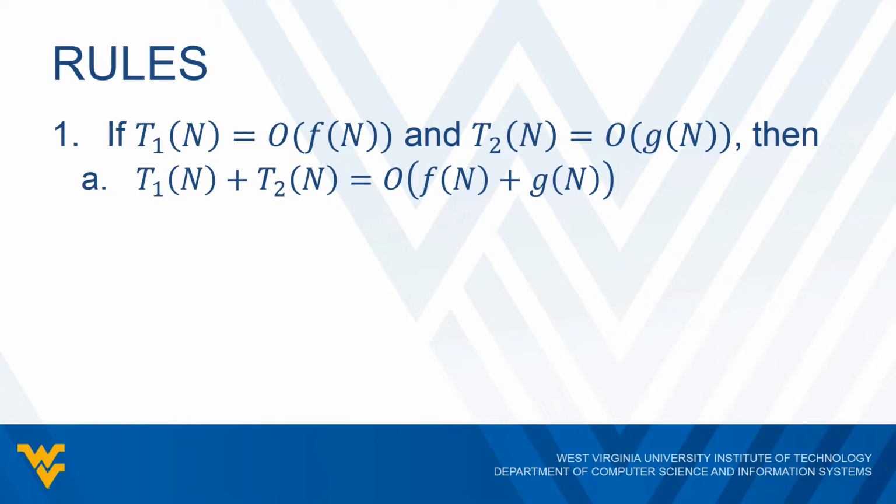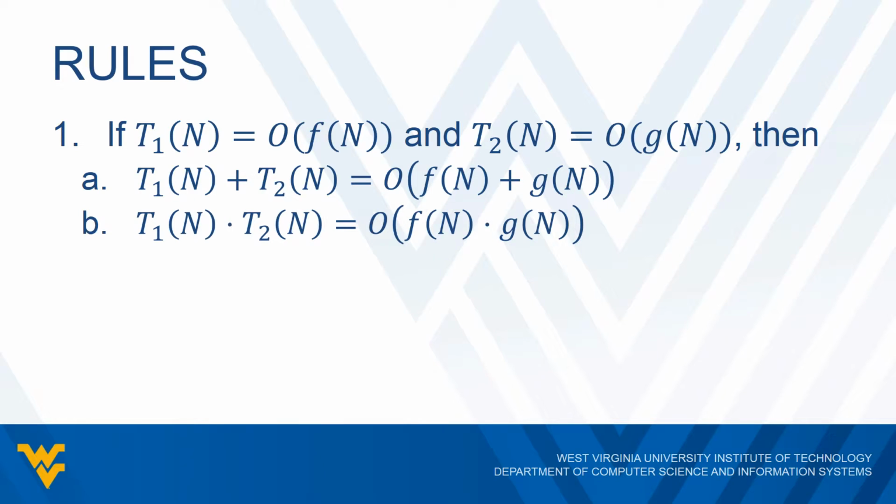So what we say here is if we add the two running times, so T1 of n and T2 of n, well, that's just going to be the O of the sum of f of n and g of n. So we're just simply adding f of n and g of n together, and that would be the running time of adding these two running times together. Likewise, if we multiply these two running times, then in our O notation, it's just going to be the functions multiplied. So T1 of n times T2 of n is just simply going to be O of f of n times g of n.